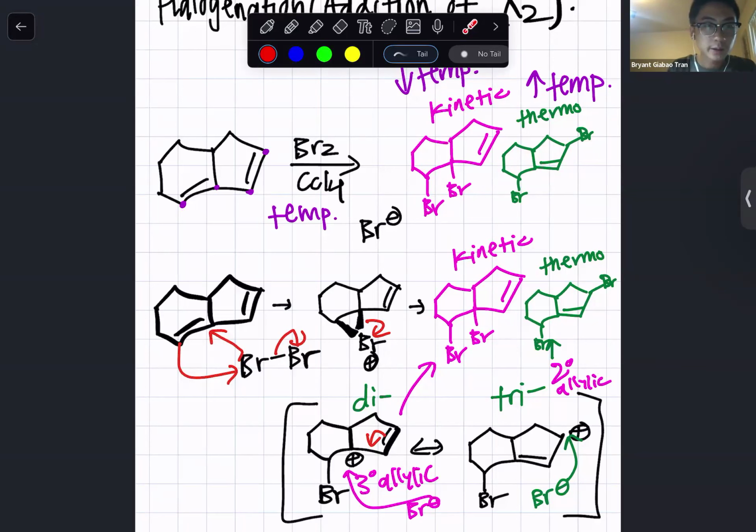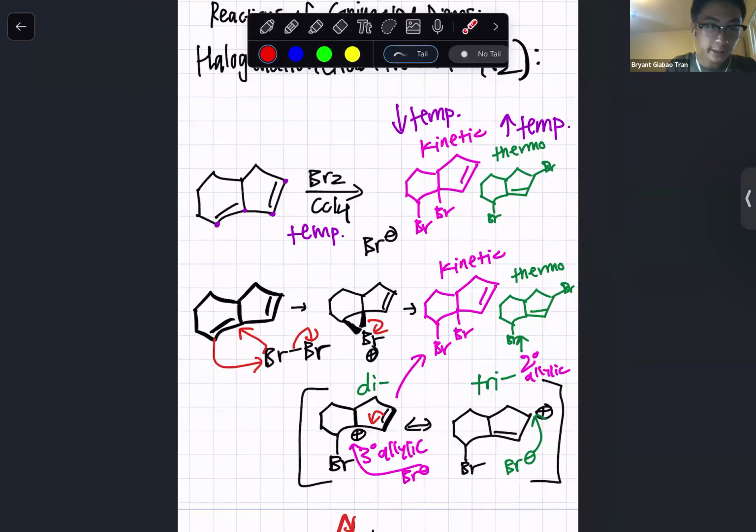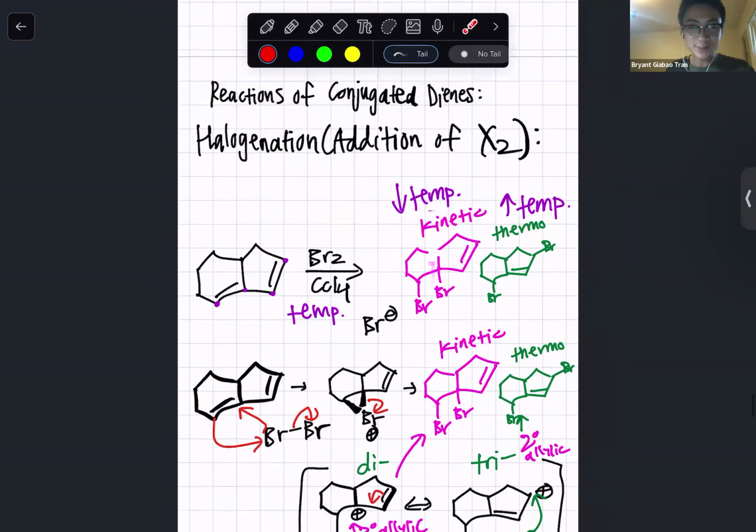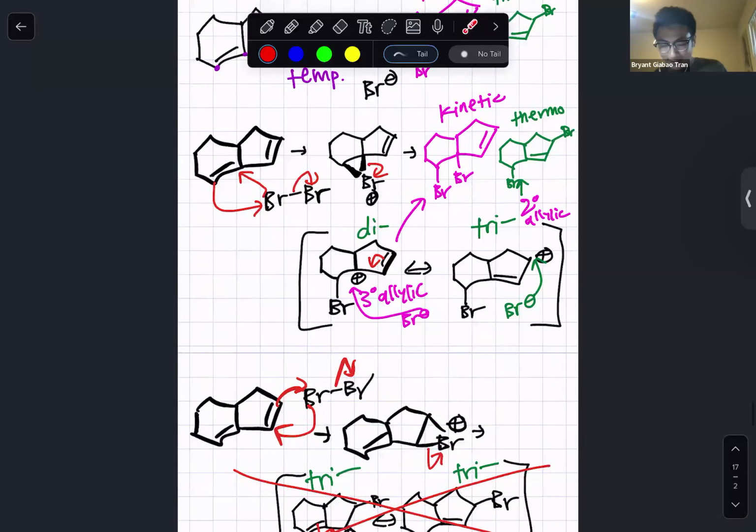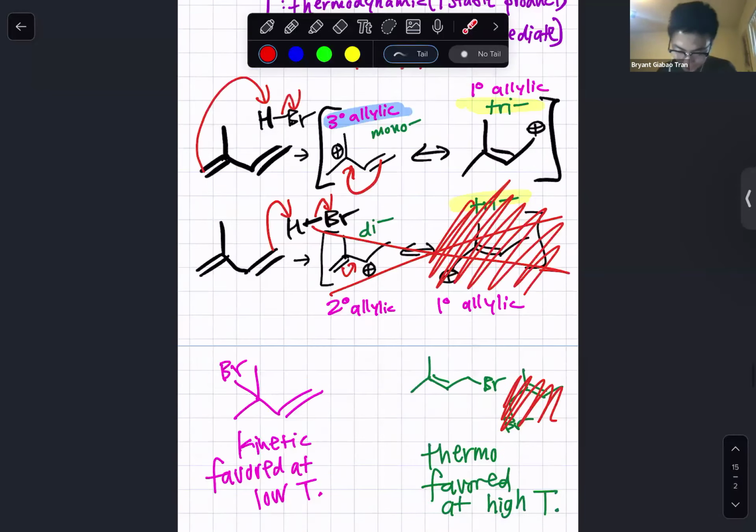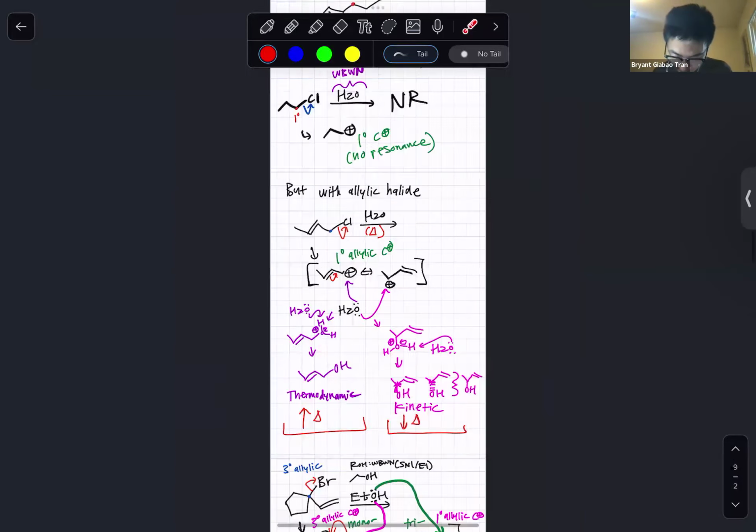Okay. Any questions on these conjugated diene reactions? Yeah. Okay, I think that was a lot of material. Do you guys want to go over the diol reaction? Because let's see. We must go over that tomorrow.